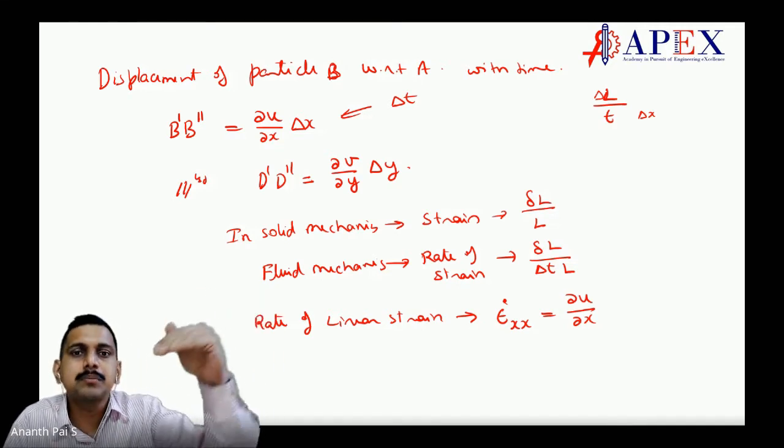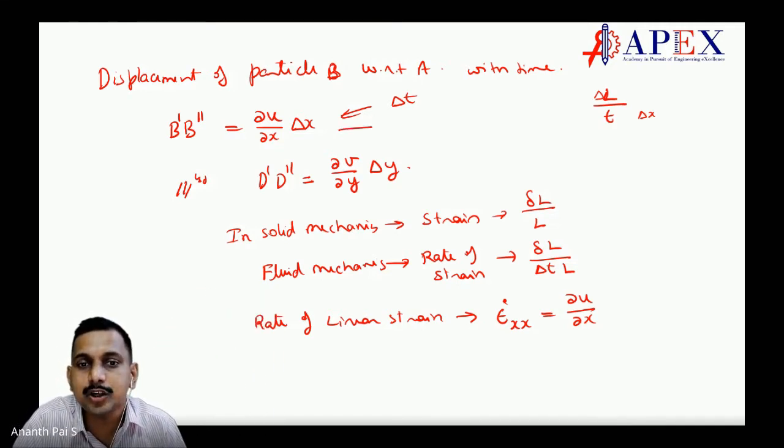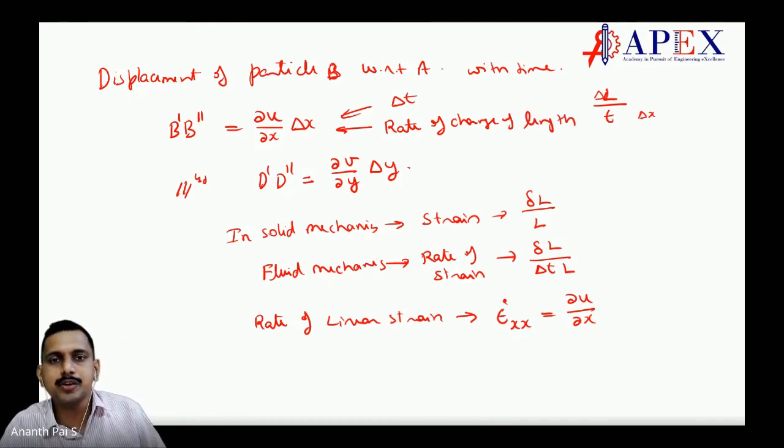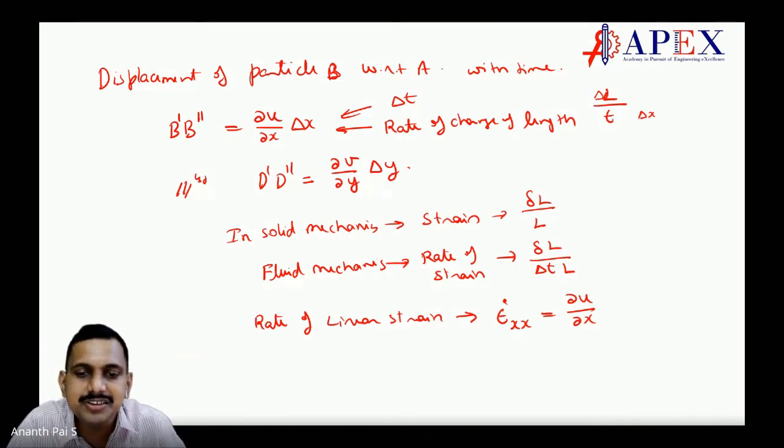Change in length per original length. This is the rate of change of length. You see this? This is the rate of change of length, correct? Now this rate of change of length divided by original length gives the rate of strain, correct?